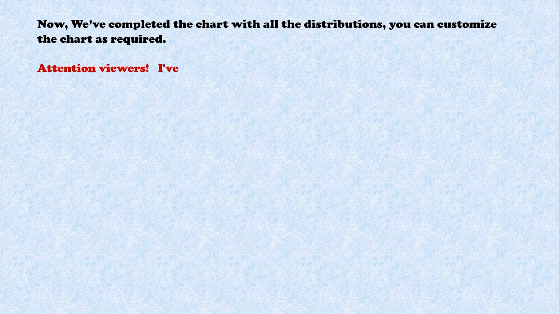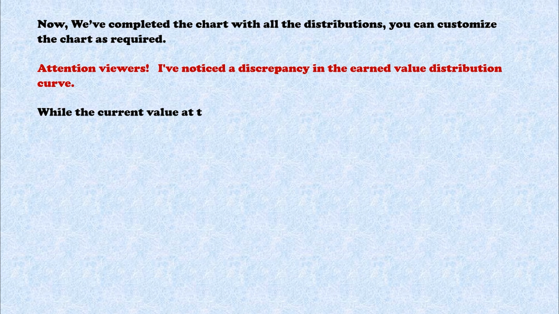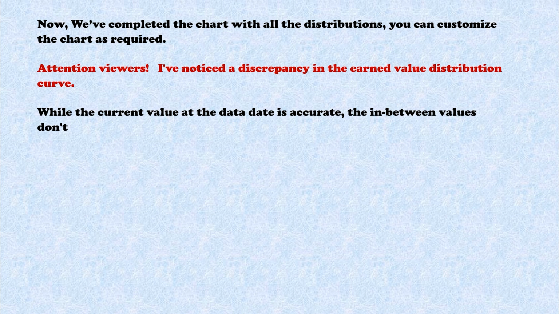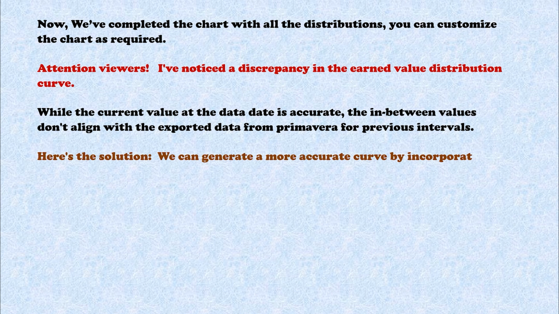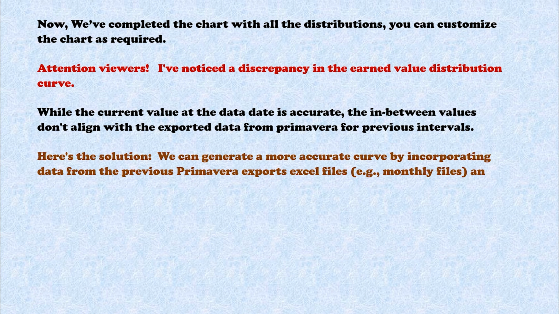Attention viewers, I have noticed a discrepancy in the earned value distribution curve. While the current value at the data date is accurate, the in-between values don't align with the exported data from Primavera for the previous intervals. Here is the solution. We can generate a more accurate curve by incorporating data from the previous Primavera exported files, let's say monthly files, and make the distribution again.